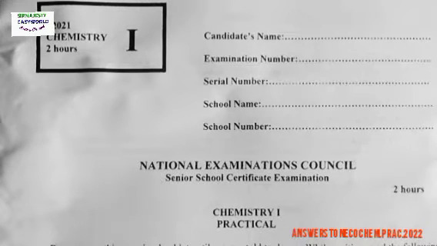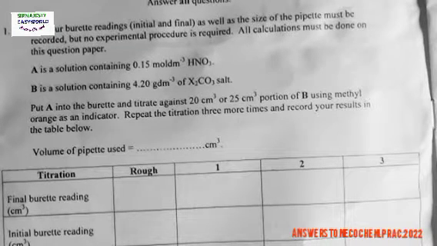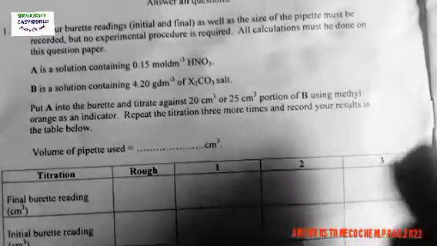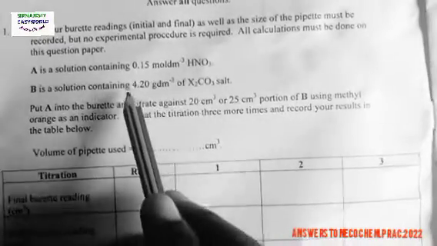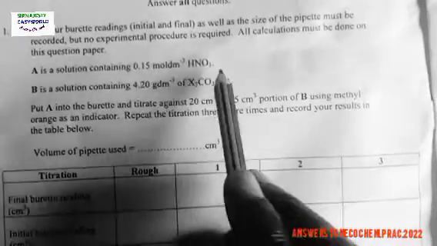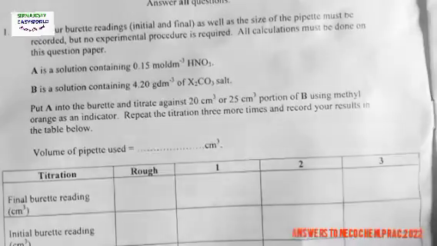Today I will handle the just-concluded NECO Practical Chemistry 2022. Over here we will face the quantitative analysis. First of all, we are told that all burette readings, initial, you see the grammar there. What matters is that we are going to pick our points here: A is a solution containing 0.15 mole per dm³ HNO3. Then B contains 4.20 gram per dm³.